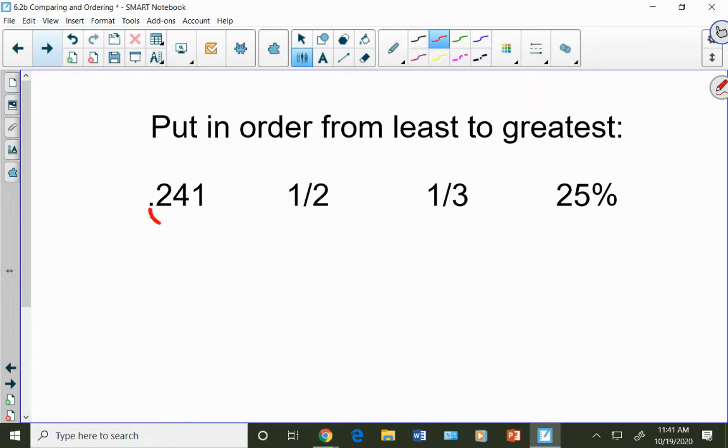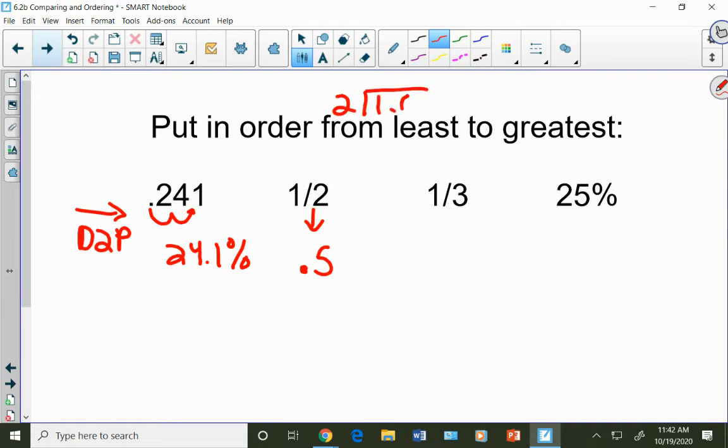So this one, 2 places to the right, doing D2P. Decimal to percent. It's now 24.1%. Okay, 1/2. Half of anything is always 0.5. Anytime you have 1/2, it's 0.5. Now move that 2 places to the right, then we're missing a 0. That's 50%. Right? This is already a percent.